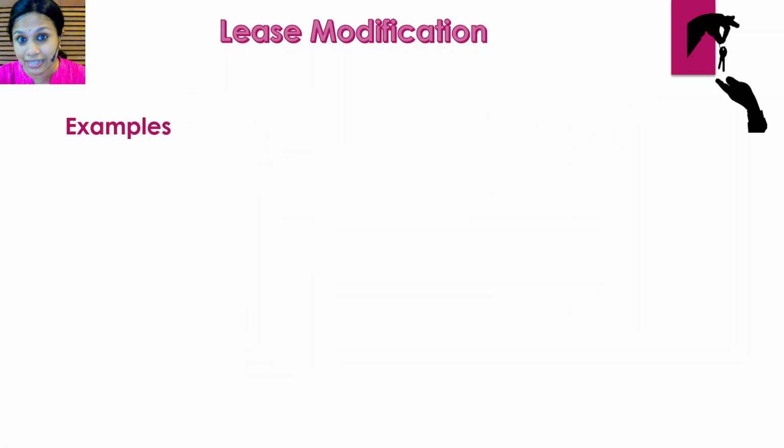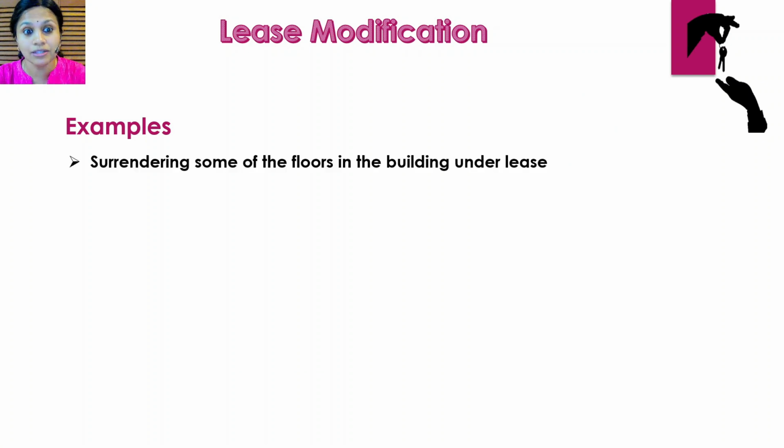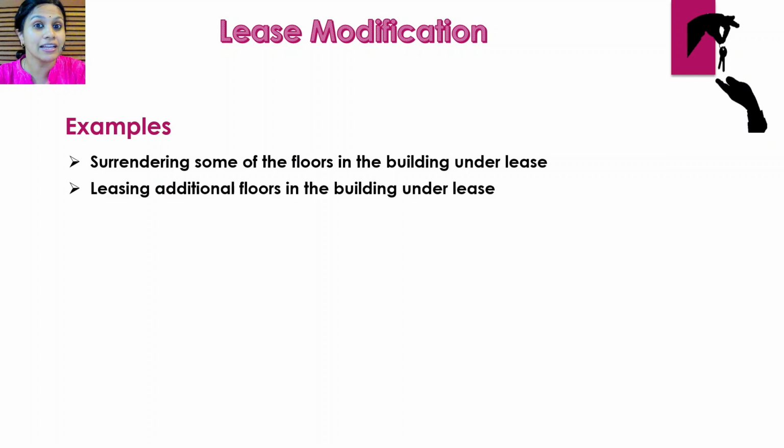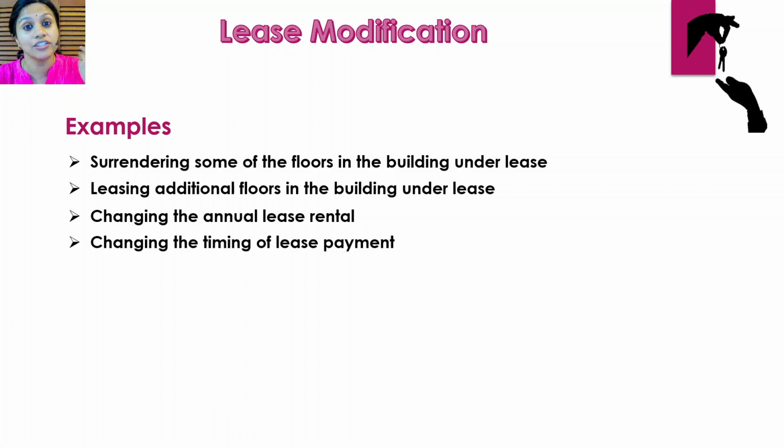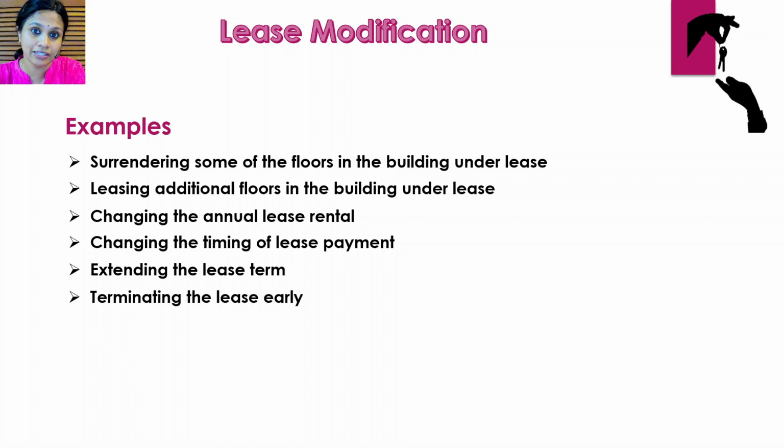Let's look at some examples of a lease modification. First one, if the lessee decides to surrender some of the floors that he or she has leased in a building. If they decide to take additional floors of the same building. If they decide to change the annual fixed lease payments, or change the timing of the payments, like instead of at the end of the year, they decide to pay at the beginning of the year. Another example is relating to modifying the original lease term. It could either be extending the lease term or terminating the lease term early.